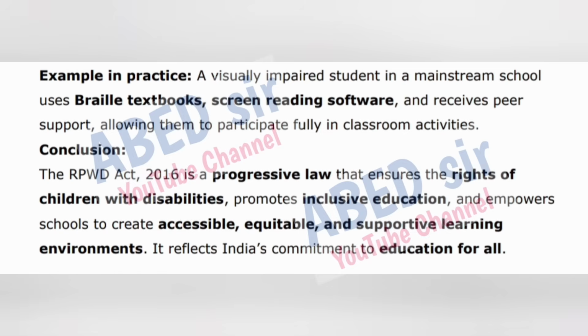Example, in practice, a visually impaired student in a mainstream school uses Braille textbooks, screen reading software, and receives peer support, allowing them to participate fully in classroom activities. Conclusion. The RPWD Act 2016 is a progressive law that ensures the rights of children with disabilities, promotes inclusive education, and empowers schools to create accessible, equitable, and supportive learning environments. It reflects India's commitment to education for all.